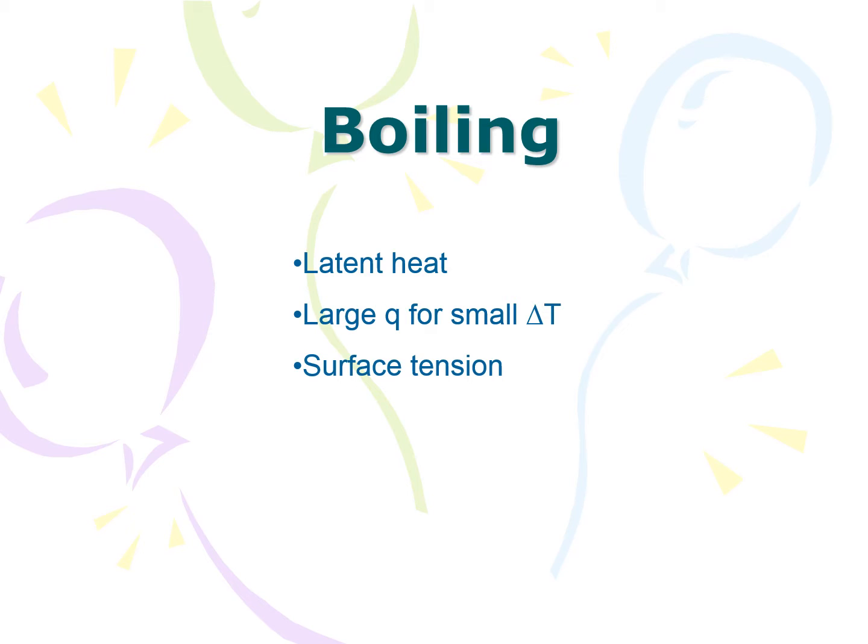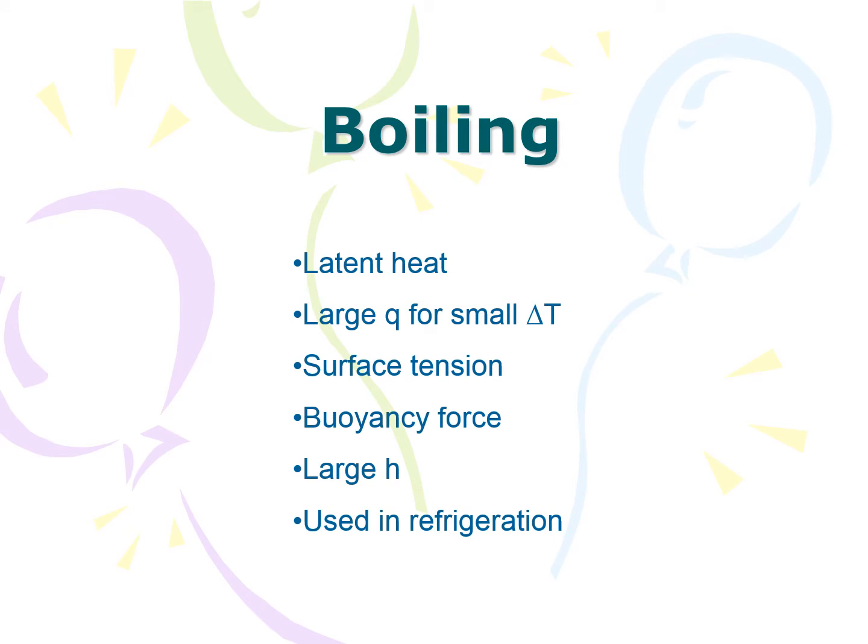Surface tension plays a role in the formation of vapor bubbles. Buoyancy forces cause vapor bubbles to rise and this results in convection. As you probably know, the formation of bubbles can be quite intense and vigorous, and this leads to a large heat transfer coefficient. This is because you would expect a large advection component in the convection. You may know that boiling of a liquid is used in refrigeration at low pressure and low temperature.